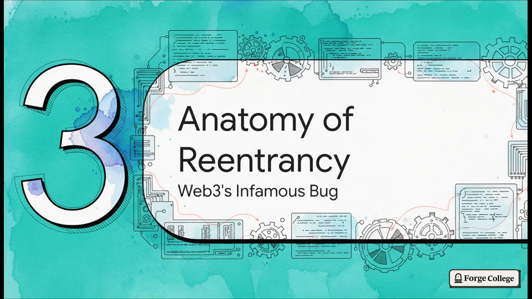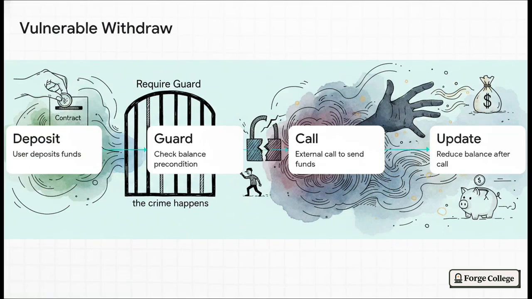All right, Section 3, Anatomy of Reentrancy, Web3's absolute most infamous bug. Let's walk through a vulnerable withdrawal function step by step to see how this works. Step 1, a user deposits funds. Very straightforward. Step 2, the contract hits a require guard, basically checking if the user actually has enough balance to withdraw. All good so far, right?